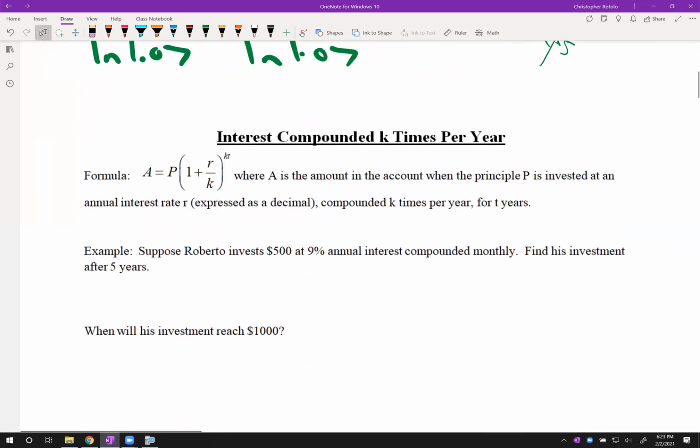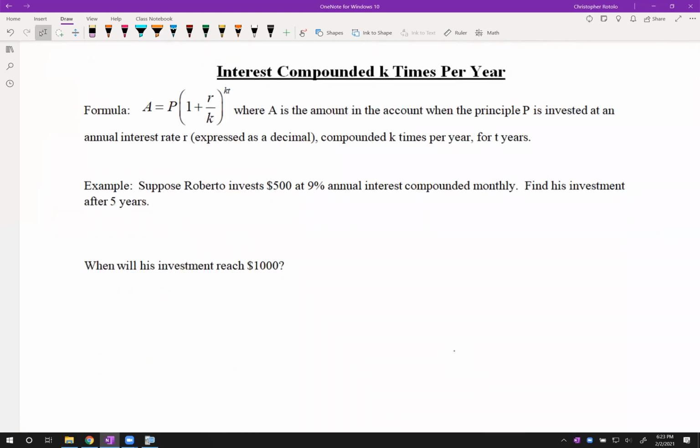If we start to get something compounded more often, this is where things get a little bit trickier as we move through these problems today. We're going to compound it monthly. So here we have A, the amount that we're going to have for the total, right? P is the principal. That's how much we put in there.